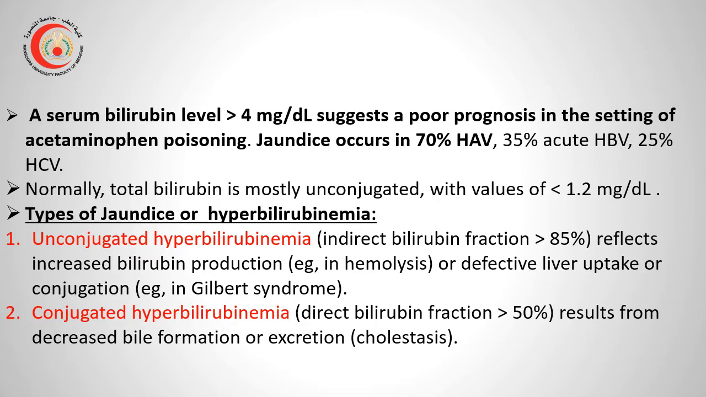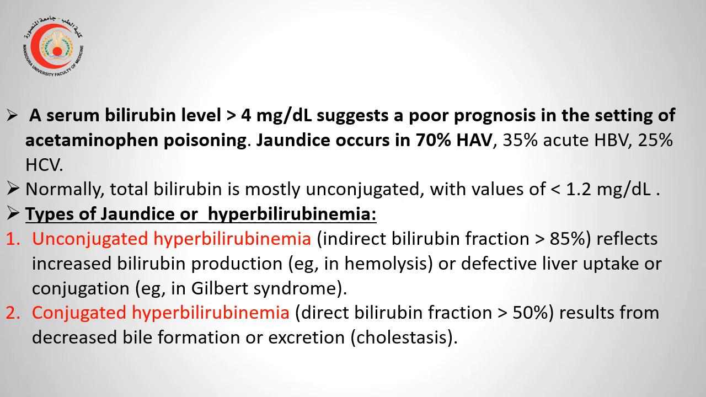Total bilirubin must exceed 2.5 mg per deciliter to produce clinical jaundice, which is a yellowish discoloration of the skin. A serum bilirubin level above 4 mg per deciliter suggests poor prognosis in the setting of acetaminophen poisoning. As we said at the start of our lecture, the liver function tests aim to assess the prognosis of the liver disease, so bilirubin is a marker that assesses the prognosis of liver disease.